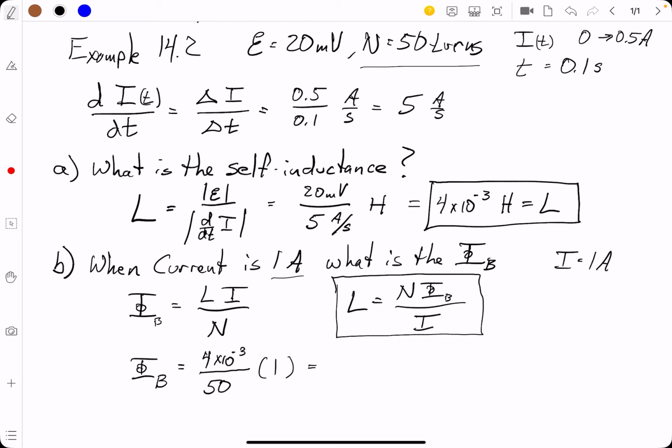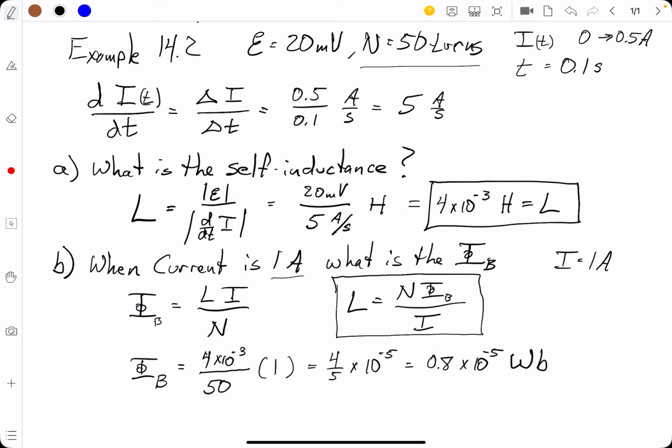Okay, now here is another thing that we really haven't discussed, so let's do it. Let's just do 4/5 times 10 to the minus 5, and we can say that that's 0.8 times 10 to the minus 5. What are the units? Okay, so the units of flux are Webers.